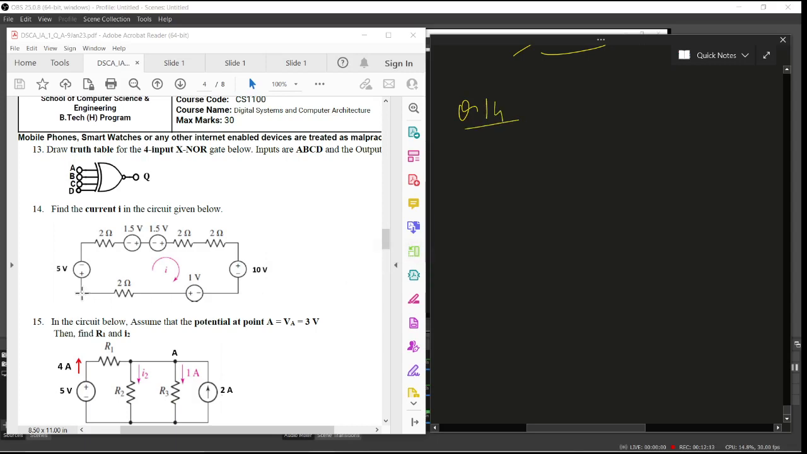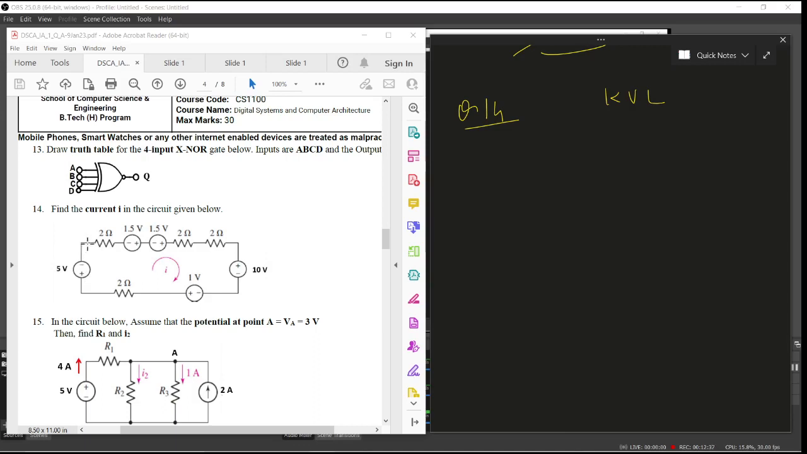So let us start from this point, just below the 5 volt, and then since I is shown to be flowing in this direction, we have to traverse through this circuit till we come back, applying KVL here. Now one more thing you should remember: whatever terminal you come across, that voltage should be written.